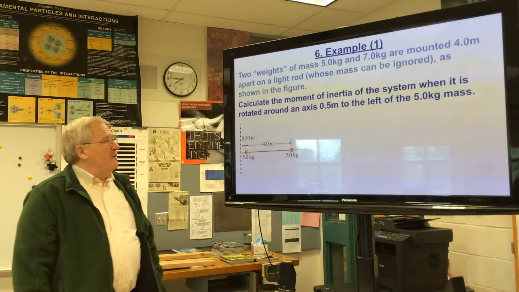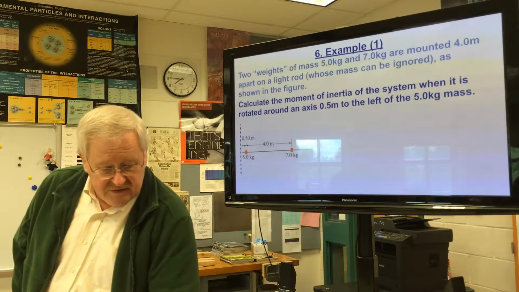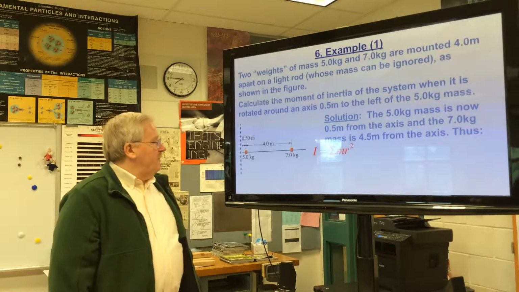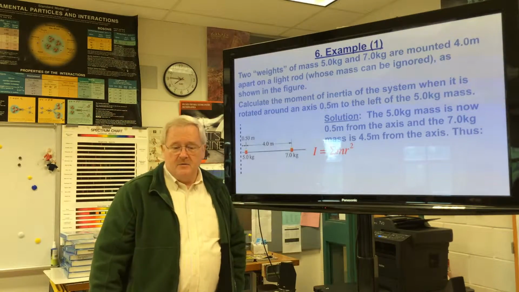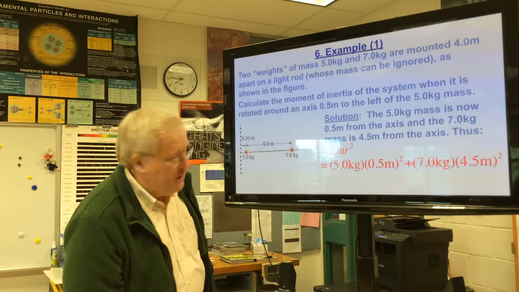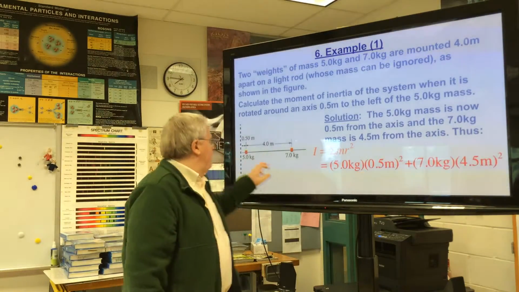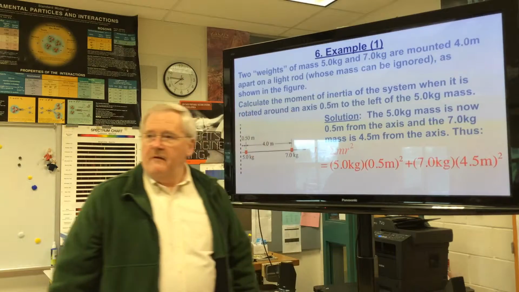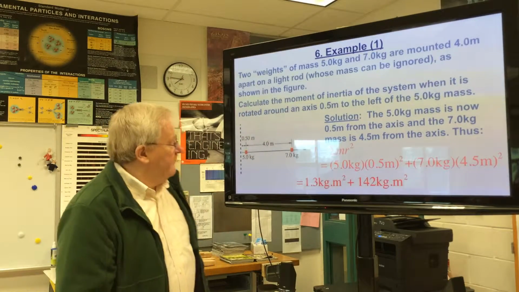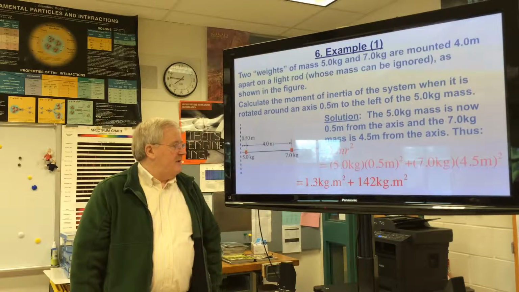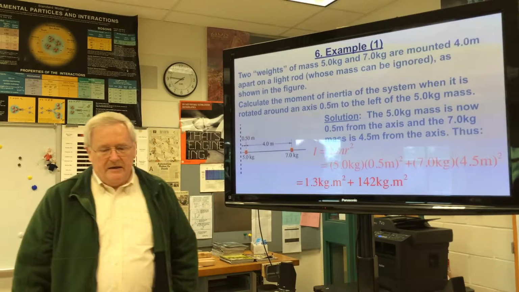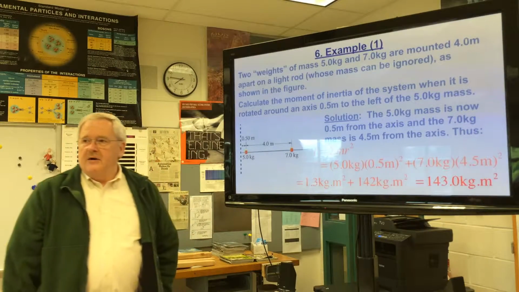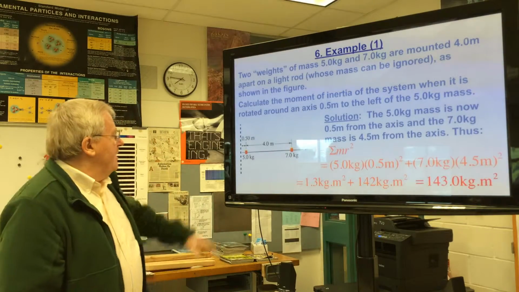Again, we're going to calculate the moment of inertia of this system. Again, we're looking for the sum of the masses times the radii squared. So that's 5 kilos times 0.5 meters squared plus 7 kilos times 4.5 meters squared. That's 1.3 kilogram meter squared plus 142 kilogram meter squared to give us a moment of inertia of 143 kilogram meter squared.